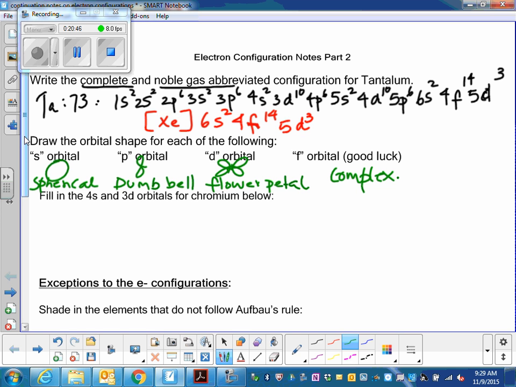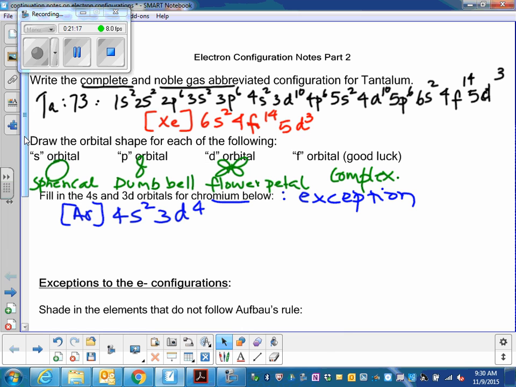So if I were to write chromium, I would fill in just the 4s and the 3d orbitals. So they want us to do the noble gas configuration. So the noble gas configuration for chromium would be, if you did it naturally, 4s2, 3d4. Is that right? But is chromium an exception? Chromium is an exception. So how does this electron configuration change? What does it become?